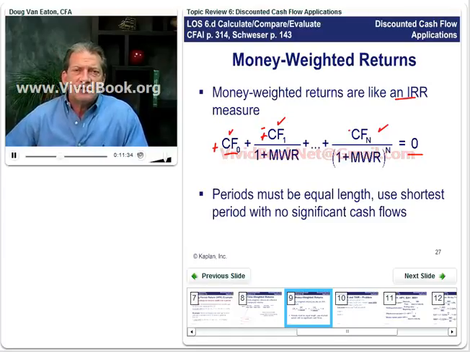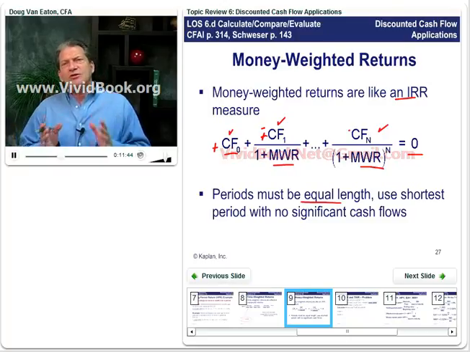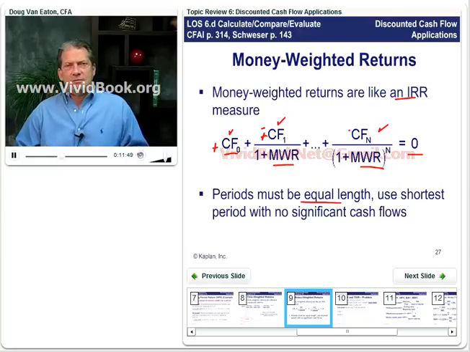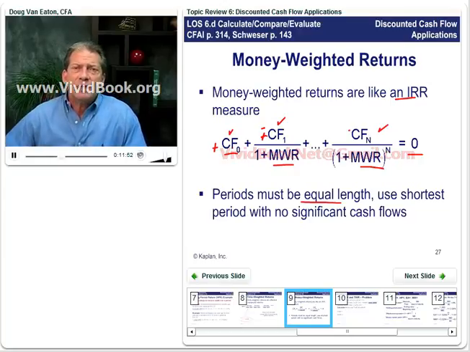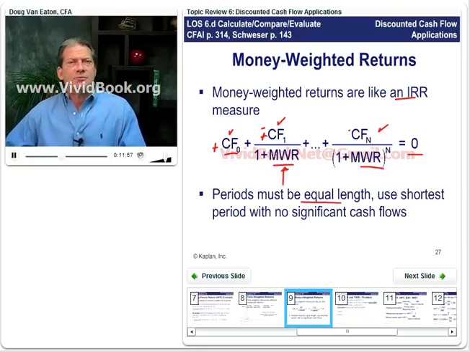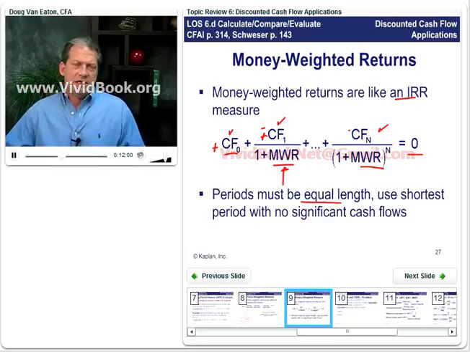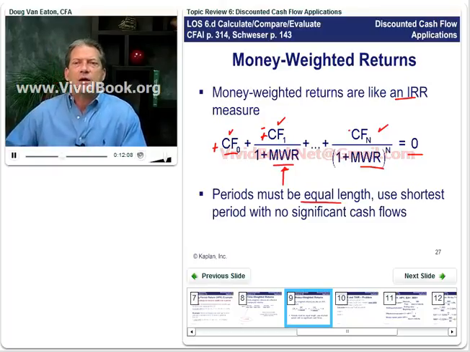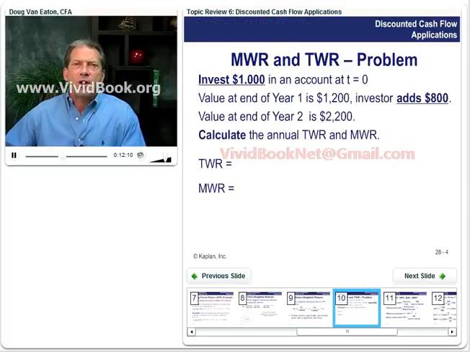Now in this case, we're going to solve for that discount rate that makes this net present value 0. But the periods must be equal length. So what we need is to use the shortest period during which there's no cash flows in or out of the account. The reason they need to be of equal length is because we're solving for a rate of return, and that rate's got to have a time dimension. So that's got to be a monthly discount rate, or an annual or semi-annual, or every 85 days, whatever fits the problem. So let's look at a problem here.